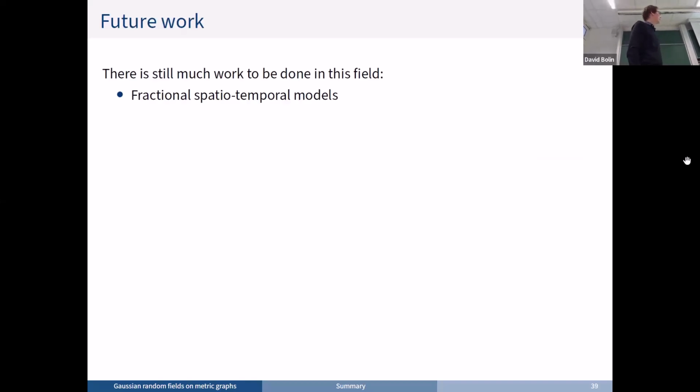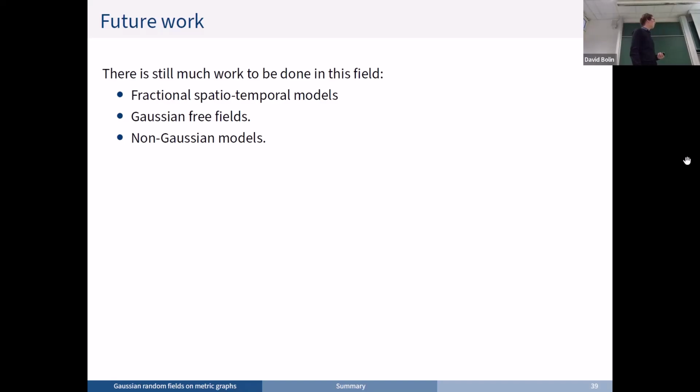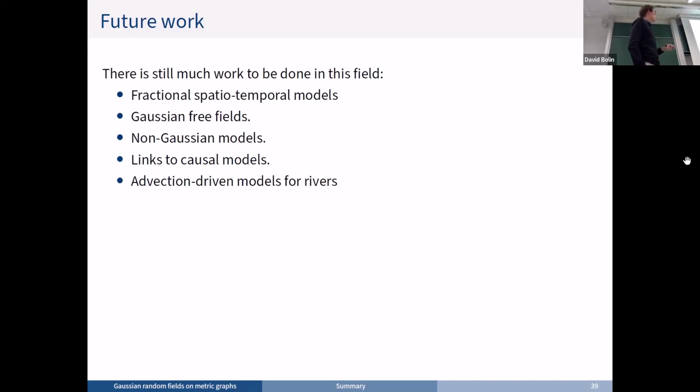However, this field is quite young and there's still a lot to do. Some things that we are thinking about and working on currently are more general spatio-temporal models. Gaussian free fields, which are of importance in probability theory. Non-Gaussian versions of these models. Also, we're looking at links to causal models. If you have this graph structure, it's natural to think about causality, and that's also something you could think about in this case. Then more specific advection-driven models for rivers, when you have this kind of water flow. Having these Whittle-Matern fields might not be ideal, and you might think about other SPDE type models that might be more suitable in those cases. And applications is also something that we would like to do more of.